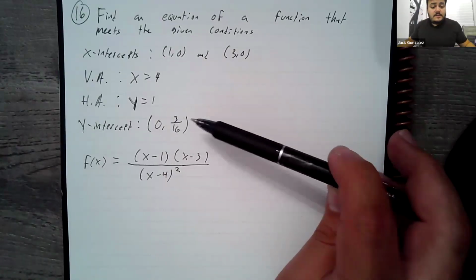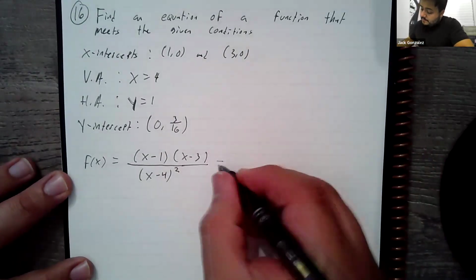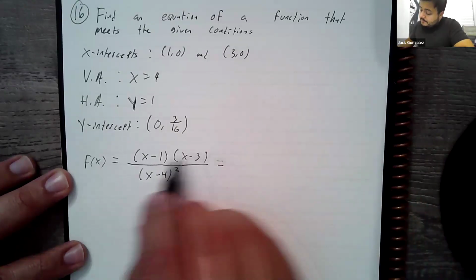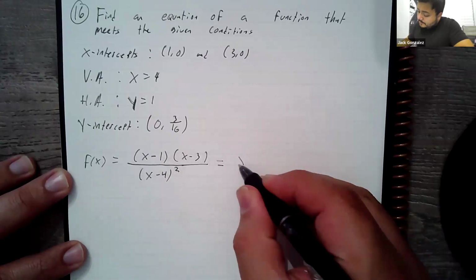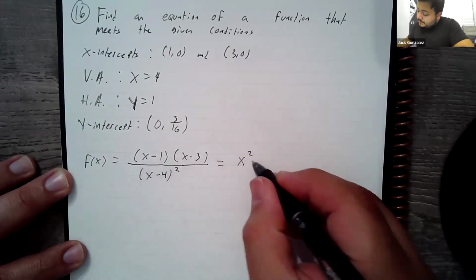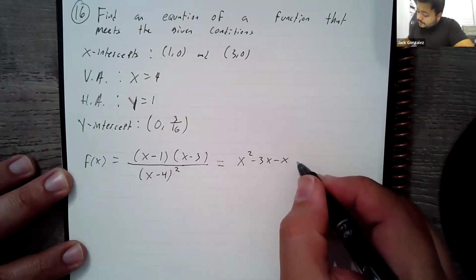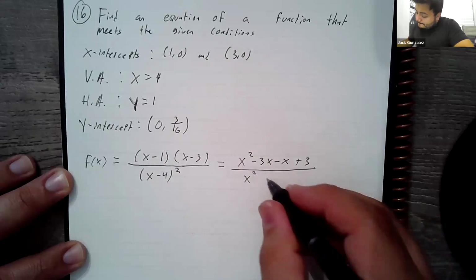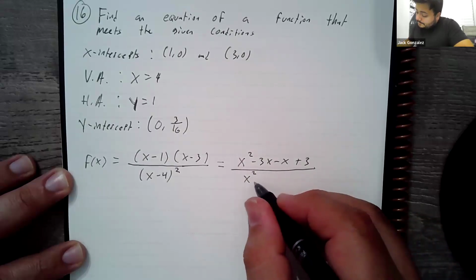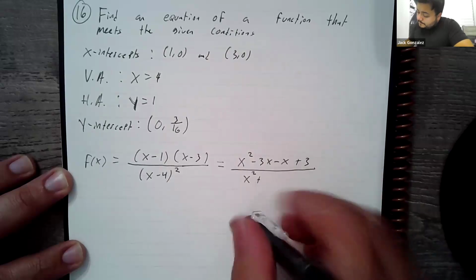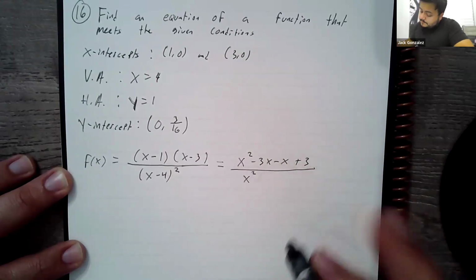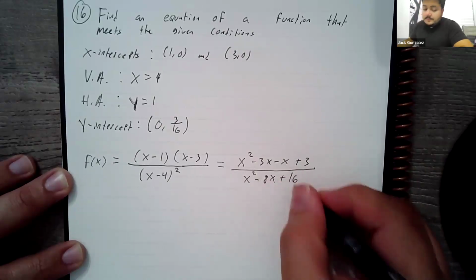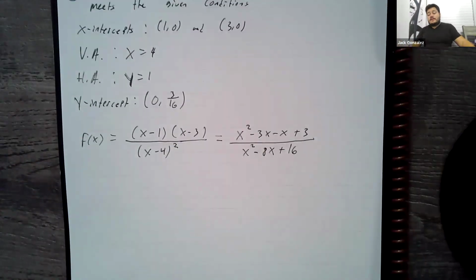We might need that, but let's see if this is enough to kind of rule out some of the answers. So multiply this top part up here: x squared minus 3x minus x plus 3. On the bottom, that'll be x squared minus 8x plus 16. So let's see if any of them kind of look like this.